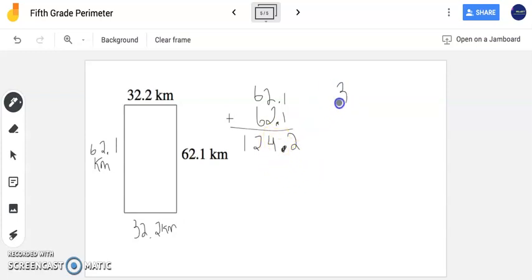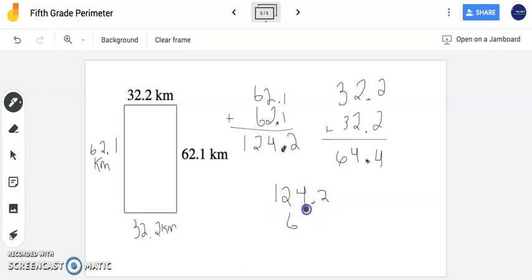Now I need to add my widths together, which are my third and my fourth side length in this rectangle. And now I'm going to add these two numbers together. So the digits in my tenths place, I have 2 plus 2 is 4. In my ones, I have 2 plus 2 is 4. In my tens, I have 3 plus 3 is 6. Bringing down my decimal point, lining it up. Now my last step here is now I'm going to add both of my answers together to give me the final perimeter of this rectangle.